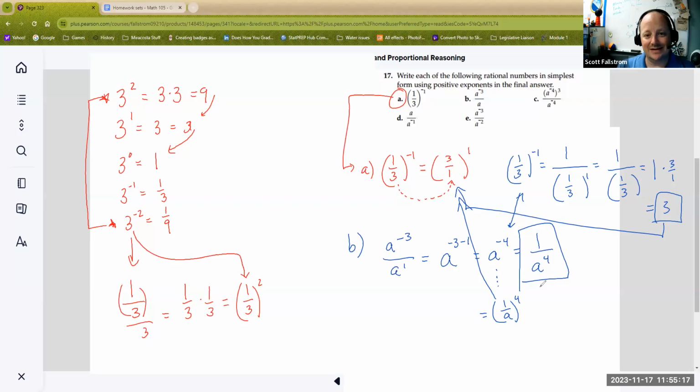These are exactly the same. And all it says is simplest form using the positive exponents. Both of these are the exact same form. So either one of those would be perfectly acceptable on an exam.